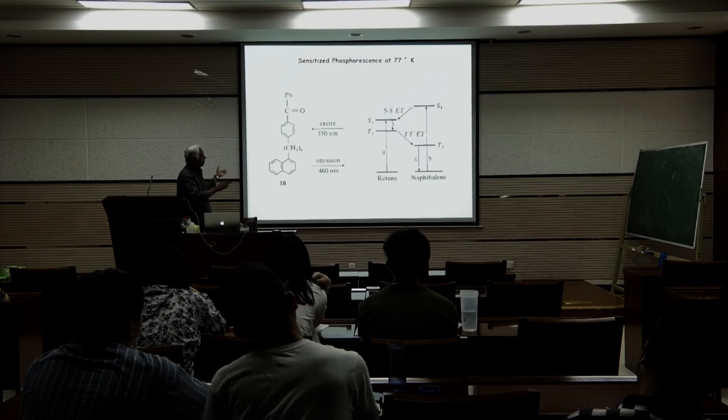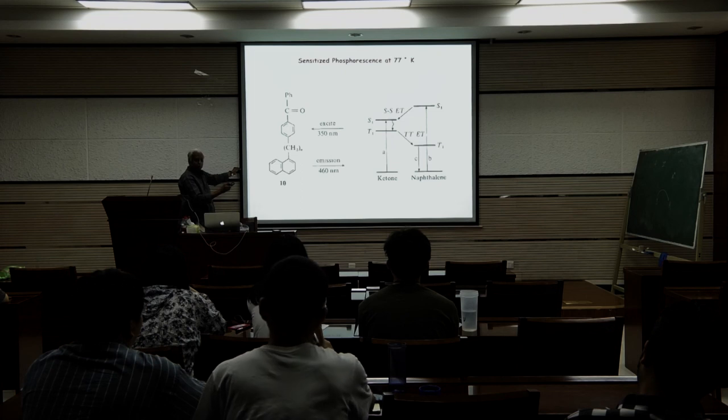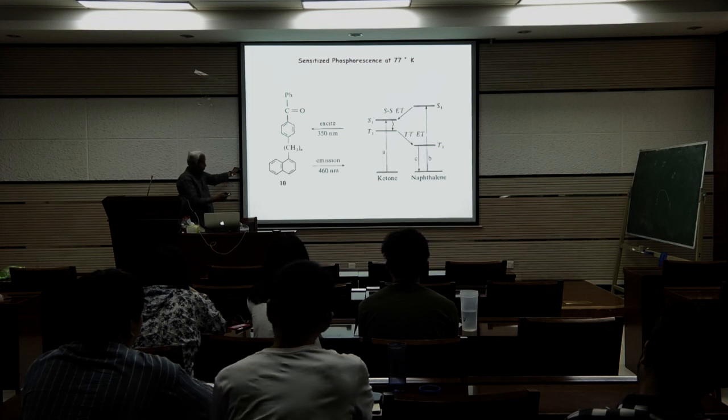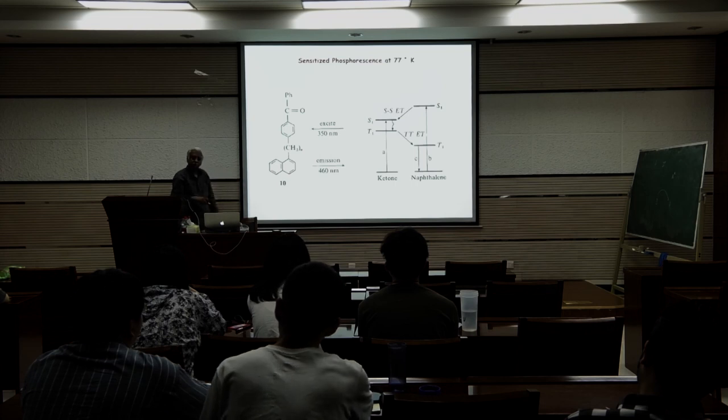So what happens is, we excite this compound at 350 nanometers, and you see the emission from naphthalene at 460 nanometers. So when you have two different compounds, one can be a donor and another can be an acceptor. If you excite the naphthalene directly, you will not see the phosphorescence because it doesn't undergo intersystem crossing; it is very slow. So this is one way.